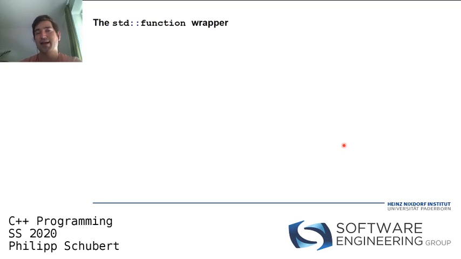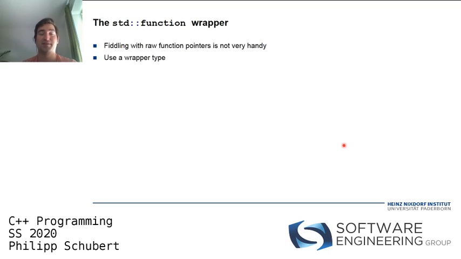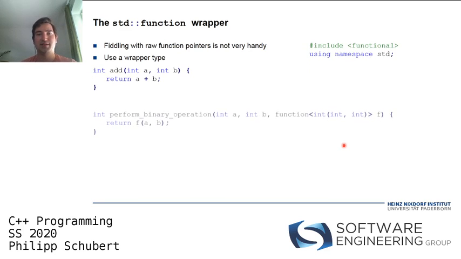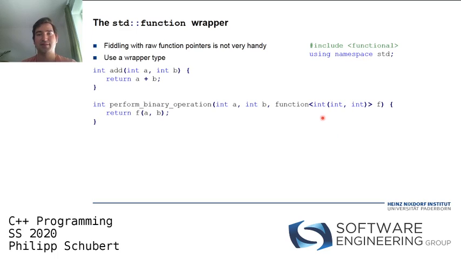Okay. And because dealing with function pointers might be a bit fiddly and nasty and whatnot, there's also a wrapper type provided in the STL. So within the standard template library, you have the std::function wrapper, which you can use instead of fiddling with raw function pointers. So how you would do it is basically you use this syntax here. You use the std::function type, and the std::function type receives a type as a template parameter here.